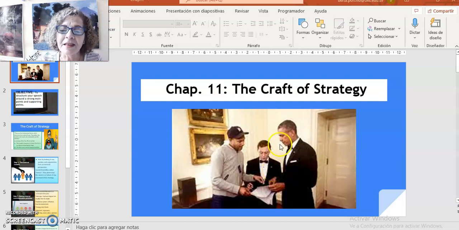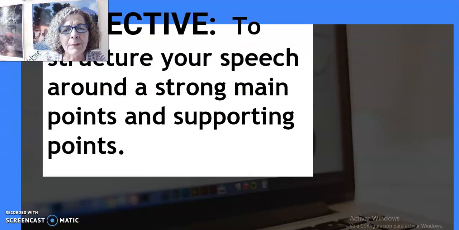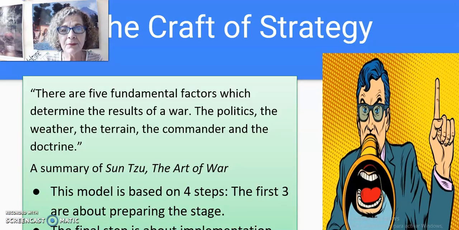And we are done. This is the last chapter. We are discussing speech writing for English 4. This is called the graph of strategy. What is this? The main objective is to structure your speech around strong main points and supporting points. The graph of strategy, and I like this one.